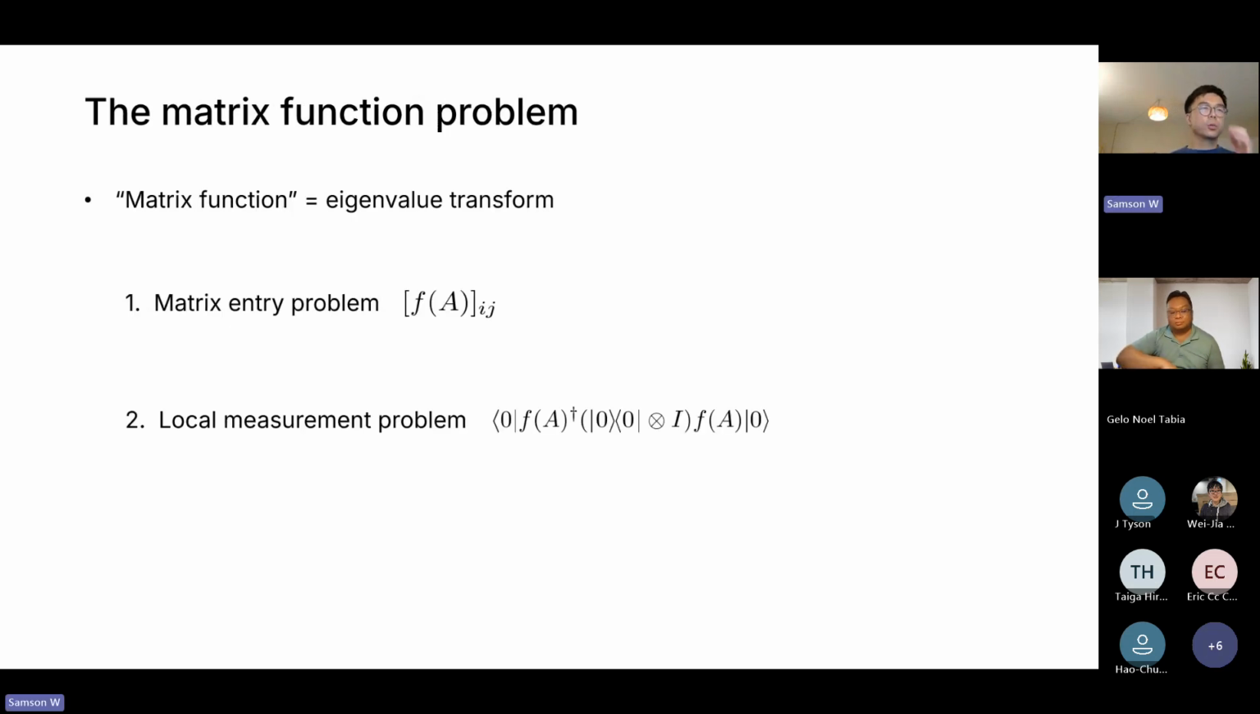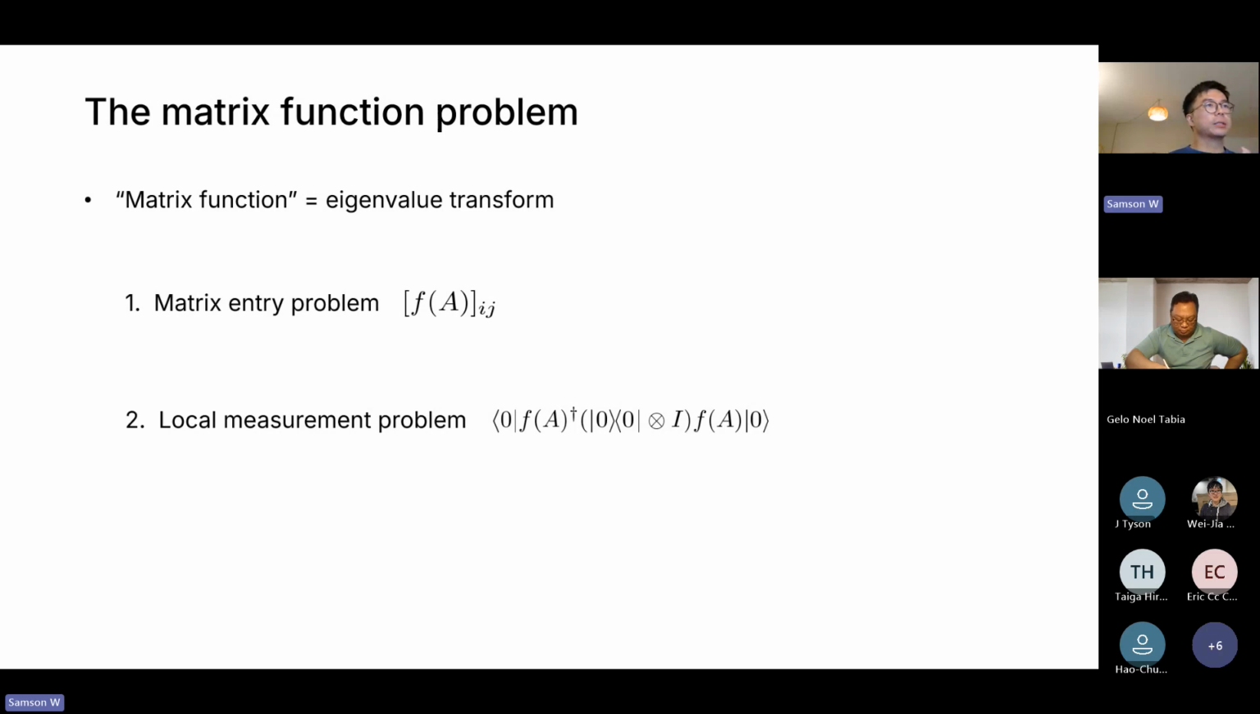Okay, so to this end, what problems do we look at in our work? First of all, just to make it clear, when we say matrix function, what we mean is an eigenvalue transform, so you're actually enacting a function onto the eigenvalues of the matrix. We'll look at two quite elemental problems for matrix functions. The first is perhaps the simplest thing you could cook up: I've enacted a function onto my matrix, and then I'm just going to ask for one matrix entry. So the output is just one number.